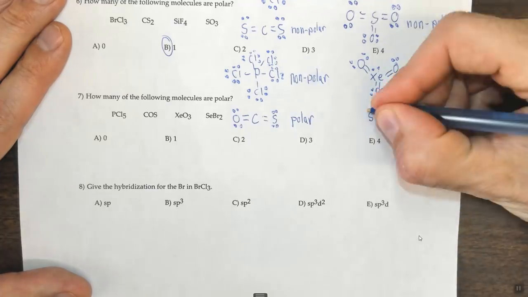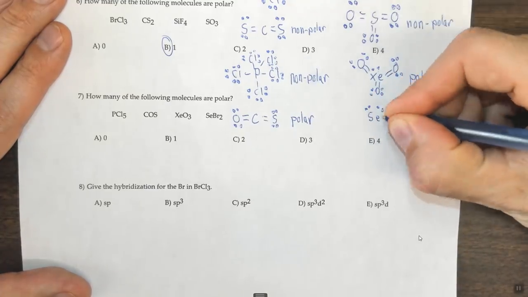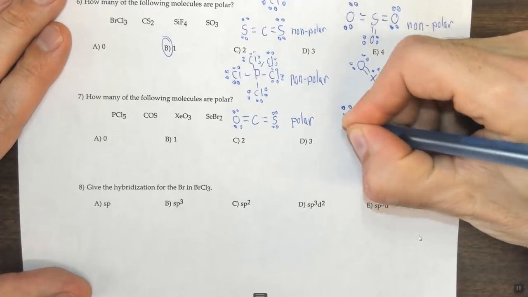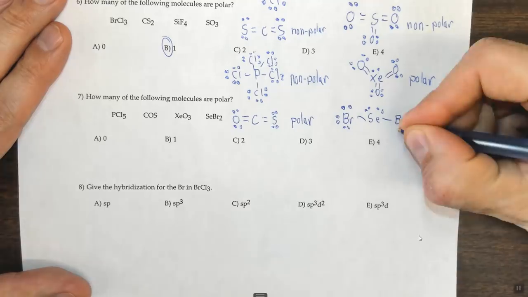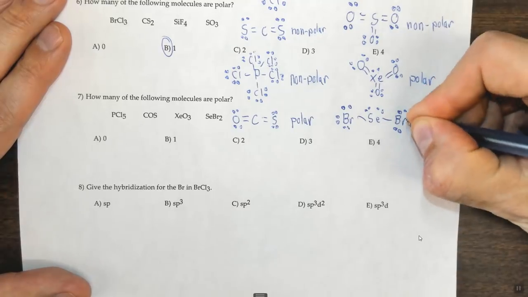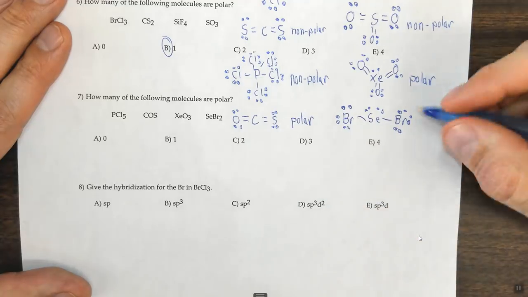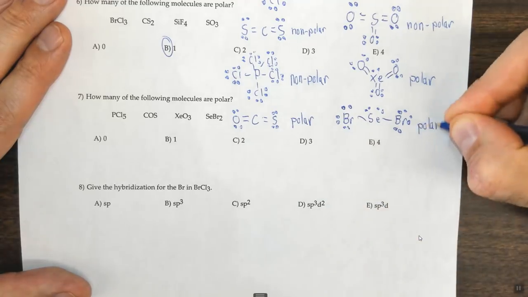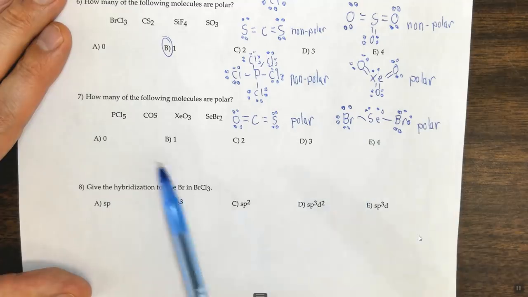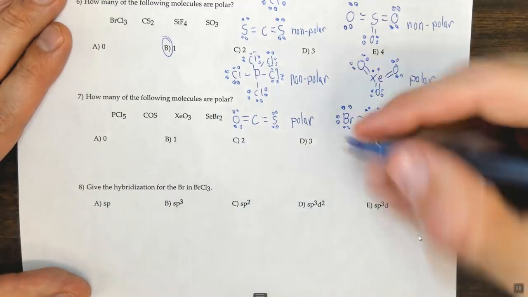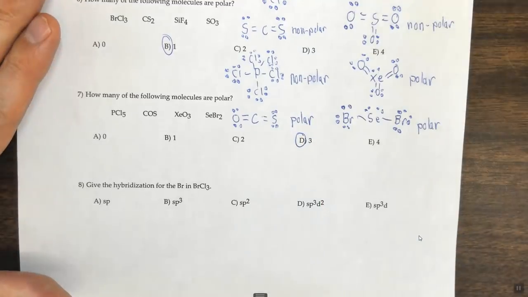SeBr2, we have Se, it's got 2 lone pairs, and it's bonded to 2 Brs, like so. Again, all the domains are not the same. 2 of the domains are lone pairs, 2 of the domains are bromine. This is overall polar. So to answer this question, how many of the following molecules are polar? After we drew all the Lewis structures, we found out that 3 of the following molecules are polar.